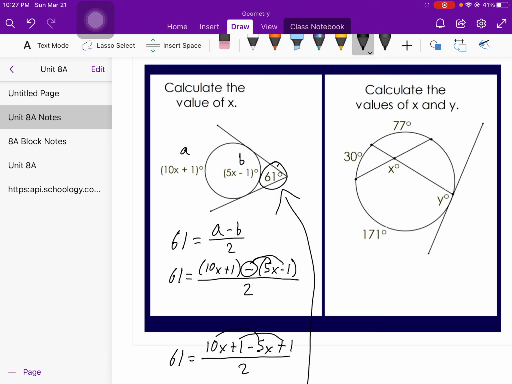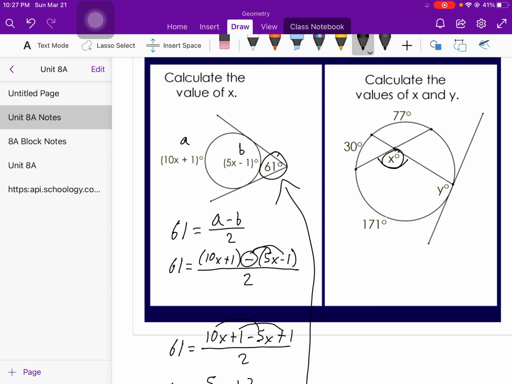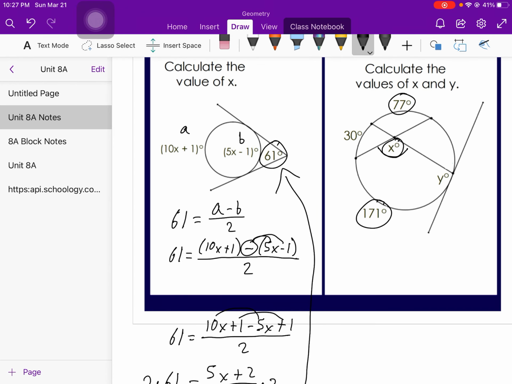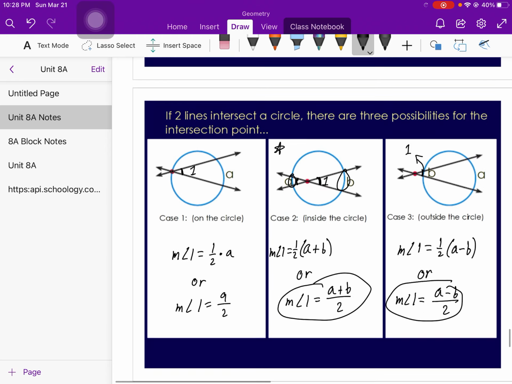So here we're solving for two variables, x and y. Just like usual, let's start by solving for x. So x is this inside angle, inside of the circle. So we want to look for the arcs that are created, which would be the 171 and the 77. Since it's inside, we're going to use that formula where x equals the two arcs added together. So 171 plus 77 divided by 2. So that's going to be 248 divided by 2, which is going to be 124 degrees. So x equals 124.